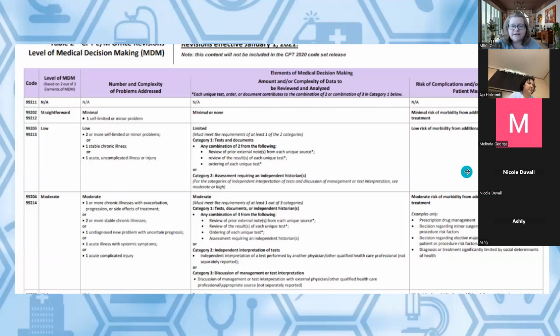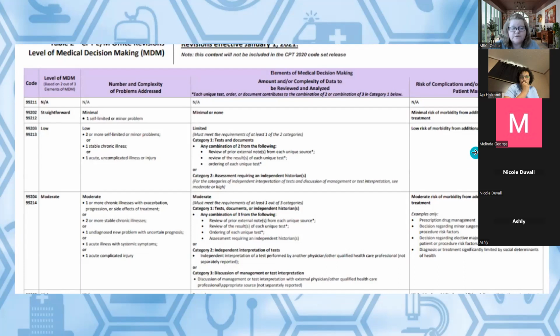Okay. Are there any questions thus far about the different levels of complexity or medical decision making? How it all flows, I guess, or no questions?